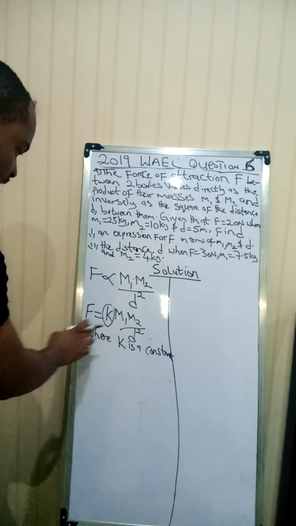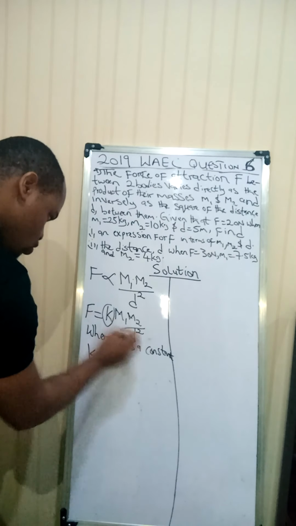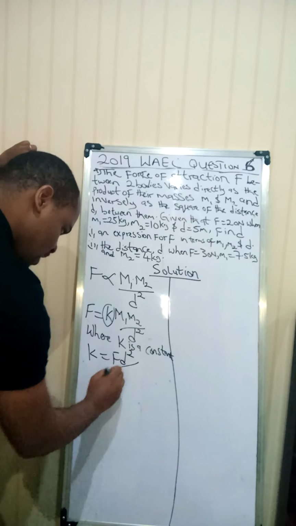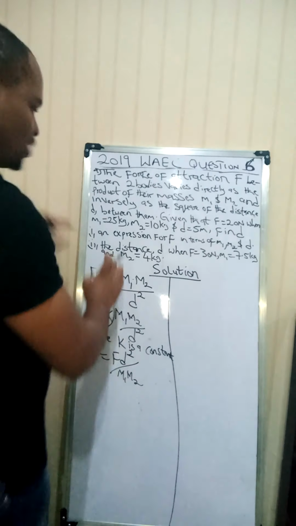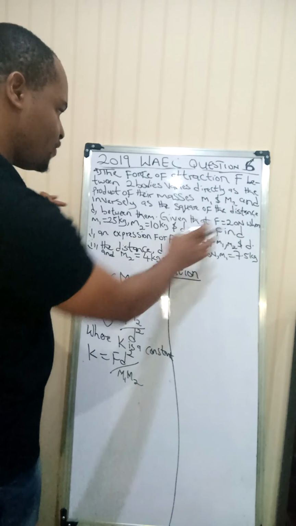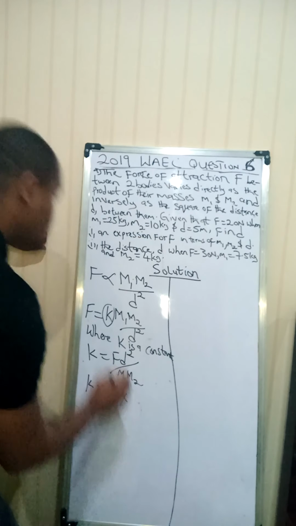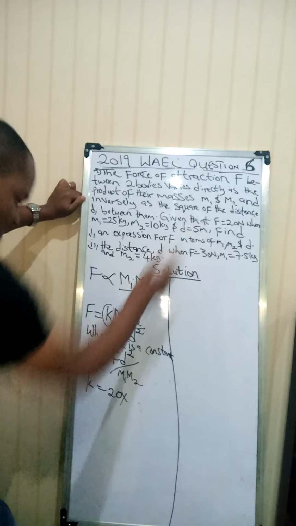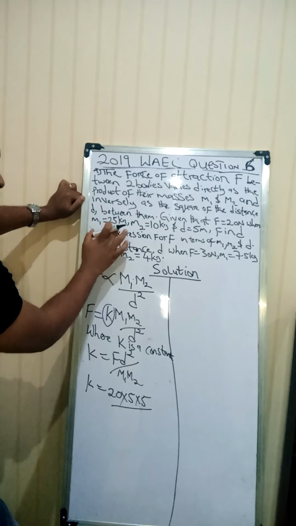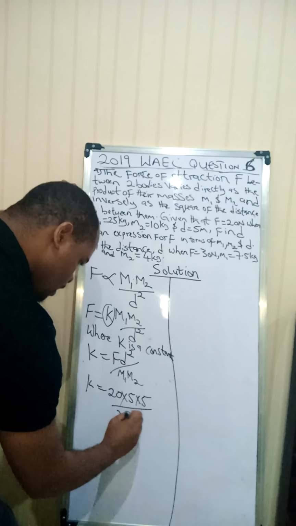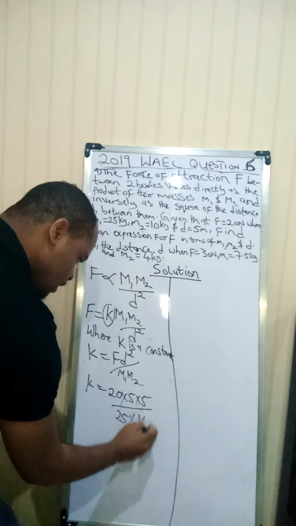The next thing is to solve for K. They gave us every other value. Make K the subject of the formula. My K will be equal to F d squared over m1 m2. The next is to introduce the values given to you. F is 20, so my K will be equal to 20 multiplied by d, which is 5, squared, that's 5 times 5, all over m1, which is 25, and m2, which is 10.